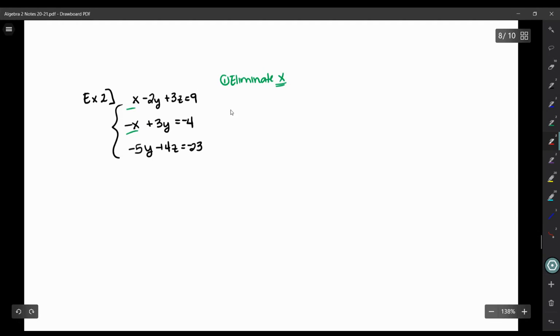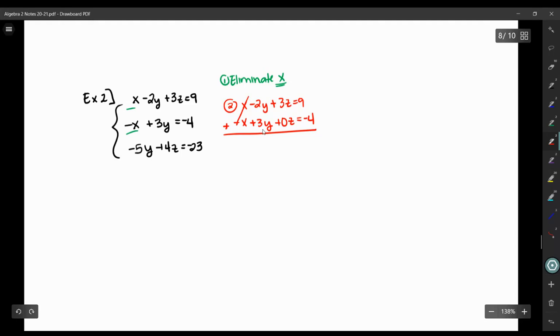So step 2, let's actually go and eliminate from the top two equations. We have x minus 2y plus 3z equals 9. Negative x plus 3y. Now I don't have a z, so I'm going to put plus 0z because there are no z's. So I'll put a 0 as a placeholder. These are ready to eliminate, so we can add these together.